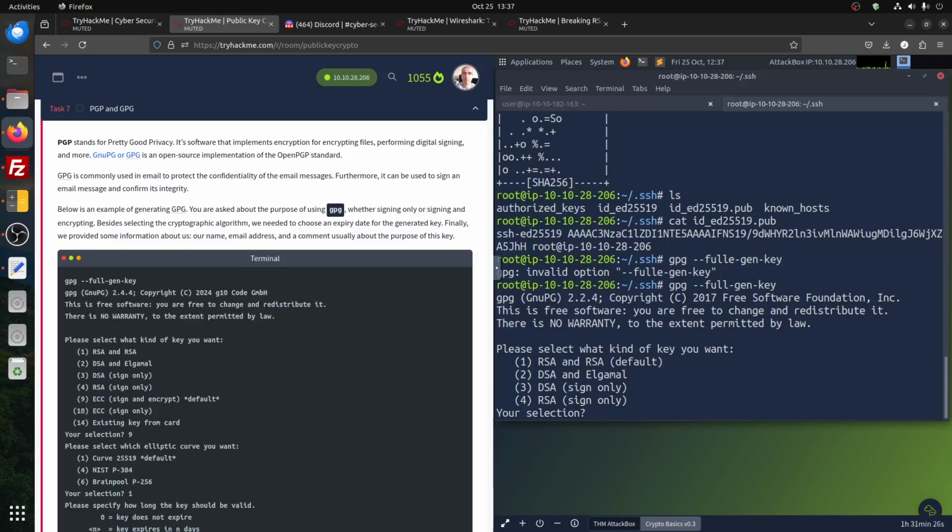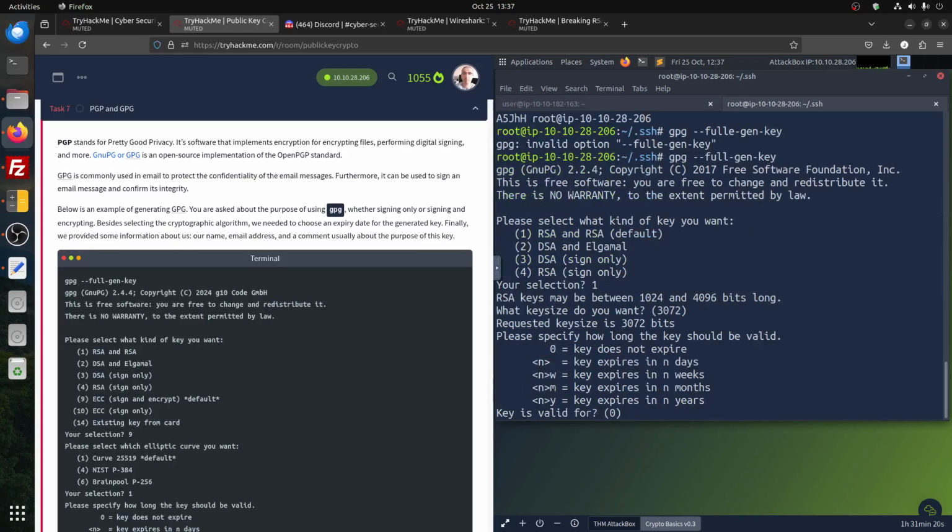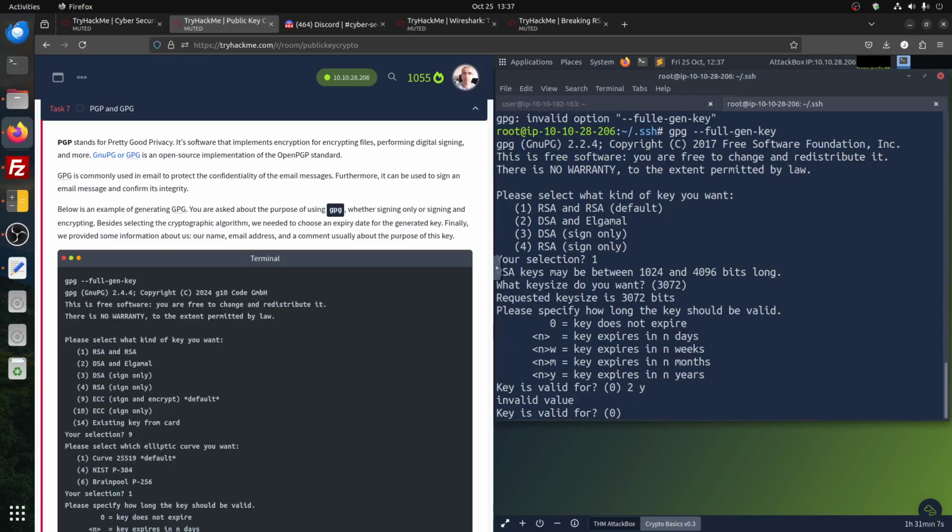Please select the kind of key you want. Okay, let me get an RSA. RSA key size may be between the options. Okay, let's use the middle ground. Please specify how long the key should be valid. Okay, for 2 years. 2y.